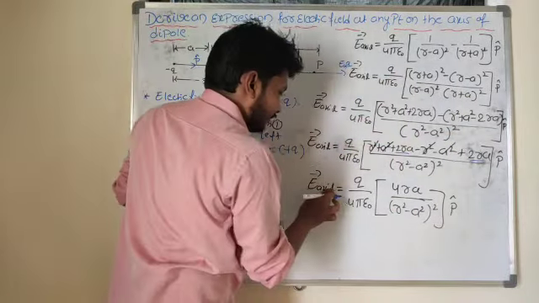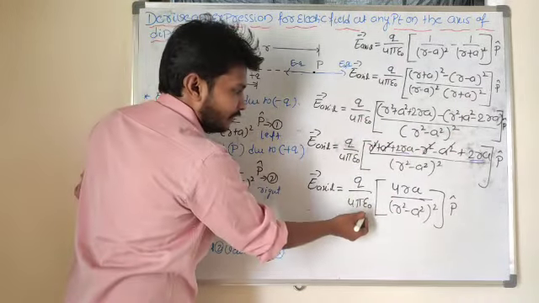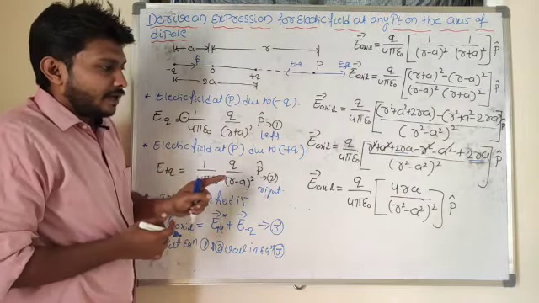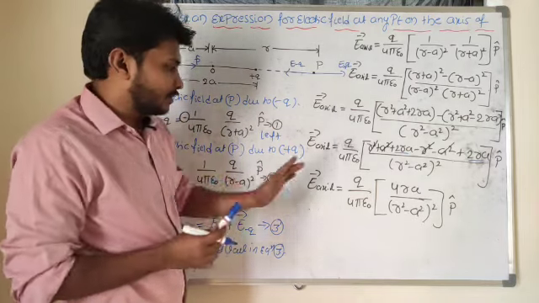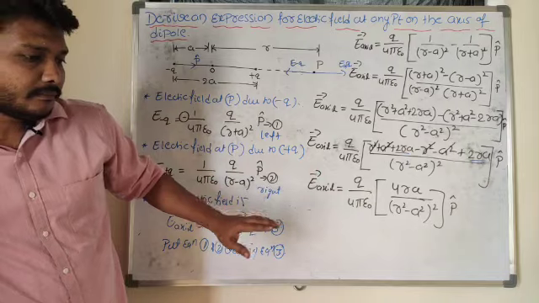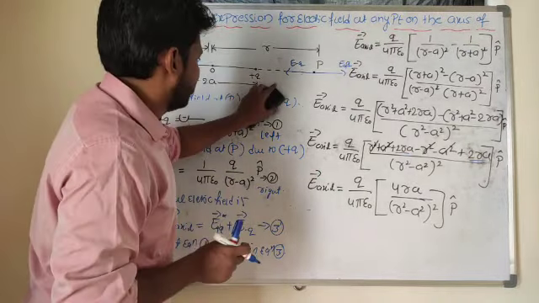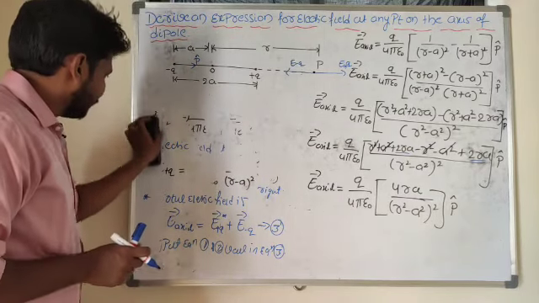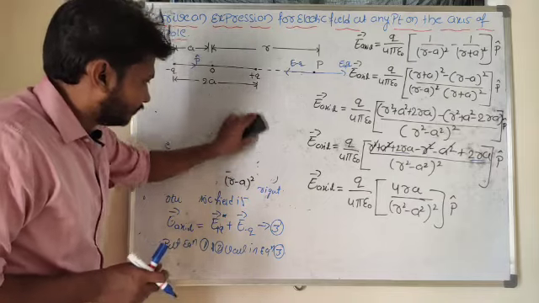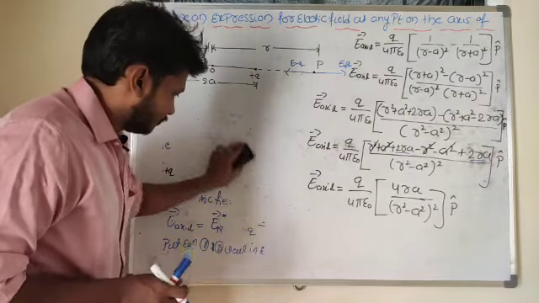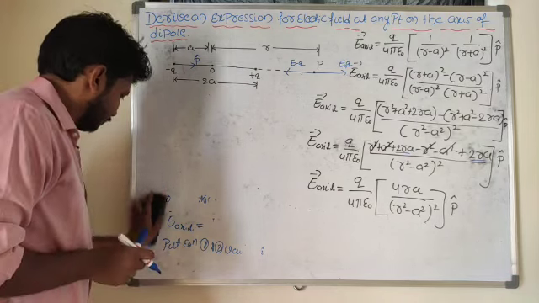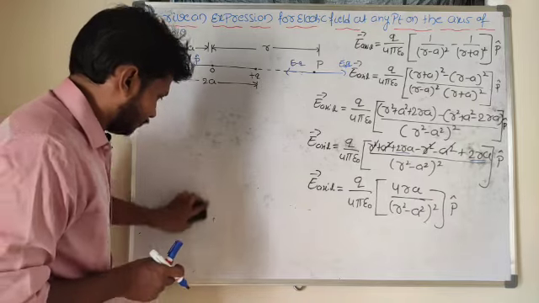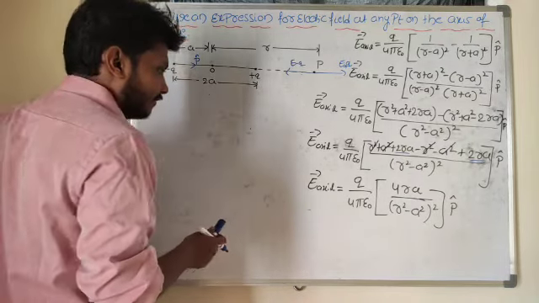So if I simplify this equation, electric field at axial is q divided by 4 pi epsilon naught, 4ra divided by (r square minus a square) whole square, into p cap. Space is not there, so I will rub it out here. Next, I will further simplify this equation.